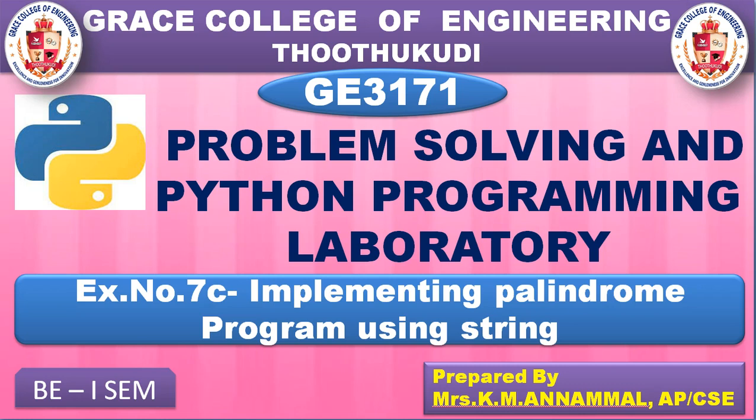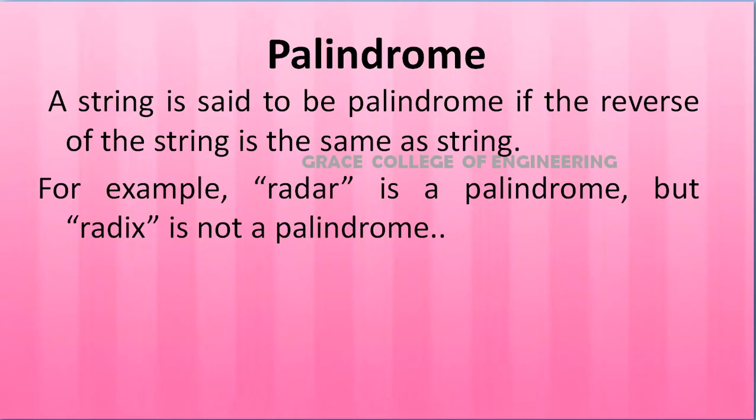GE3171 Problem Solving and Python Programming Laboratory, Exercise number 7C, Implementing Palindrome Program using String. What is a palindrome? A string is said to be a palindrome if the reverse of the string is the same as the string. That is a palindrome.